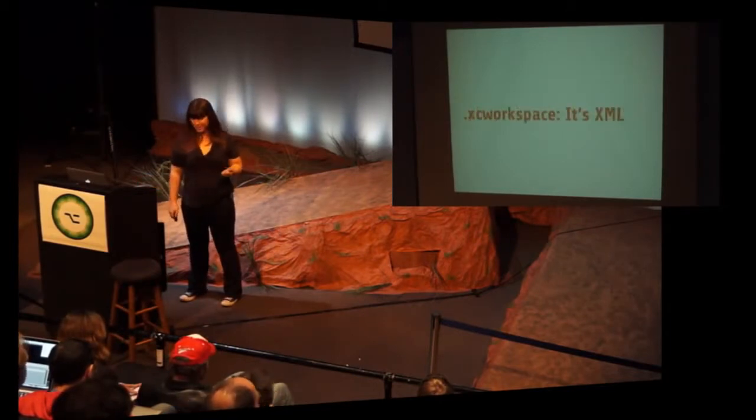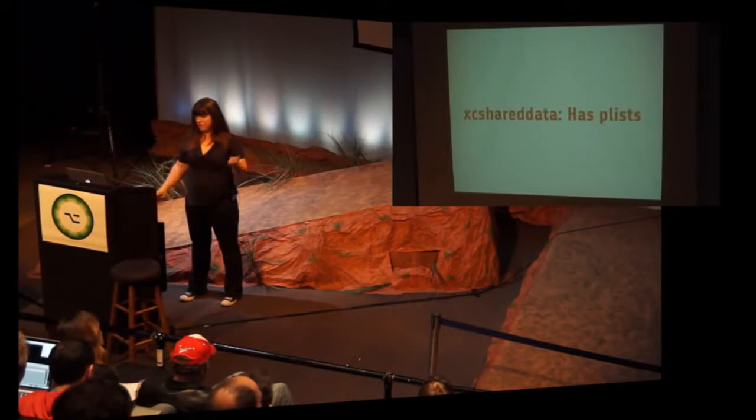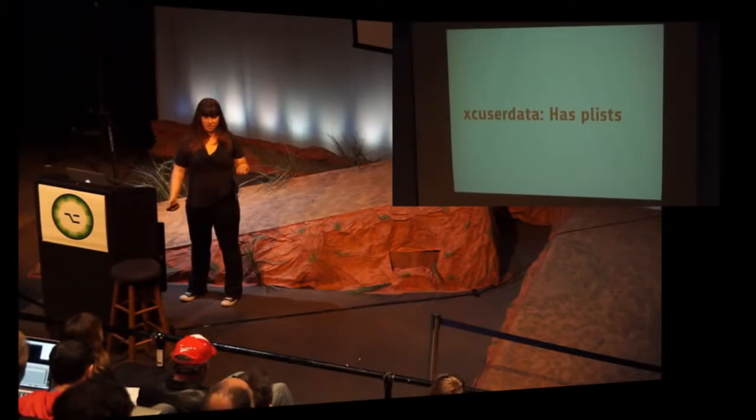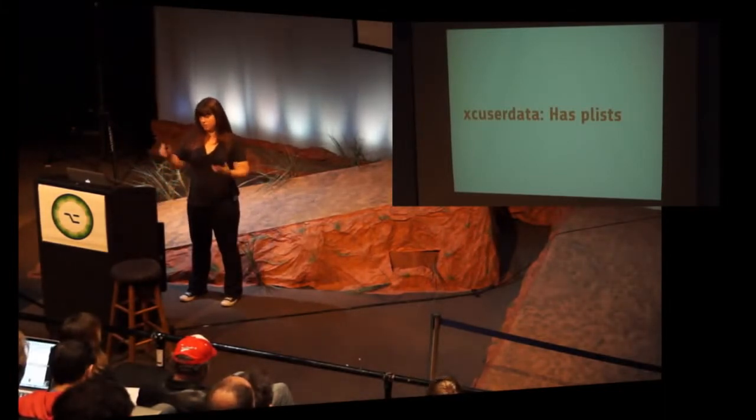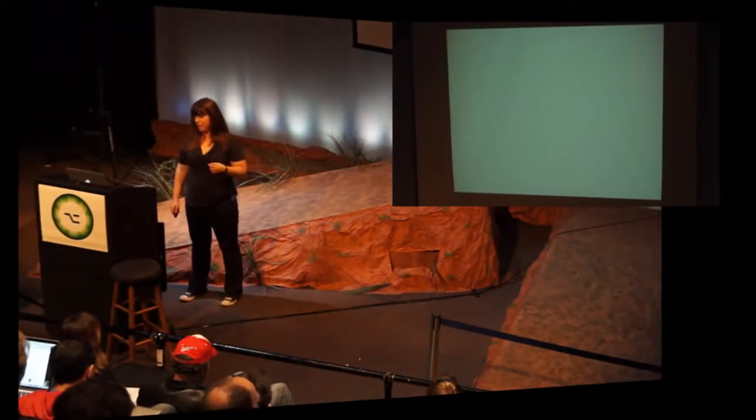XC Workspace is just XML. XC Shared Data has some plists. XC User Data also has some plists. So it's plists all the way down, XML plists, ASCII plists.